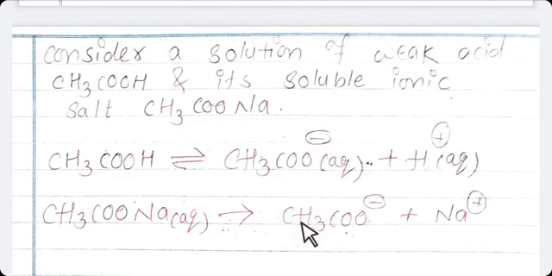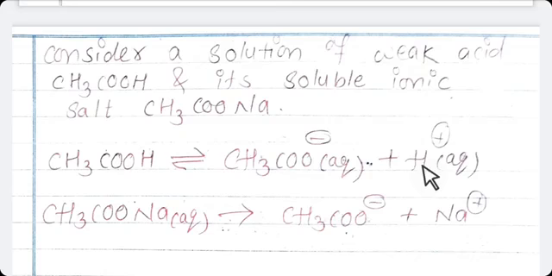So what is the common ion effect? The common ion effect means the ionization of a weak electrolyte is suppressed in the presence of a strong electrolyte containing an ion common to the weak electrolyte. What is the definition of common ion effect? Here we are taking the weak electrolyte acetic acid, which ionizes to acetate ion and H plus ion.